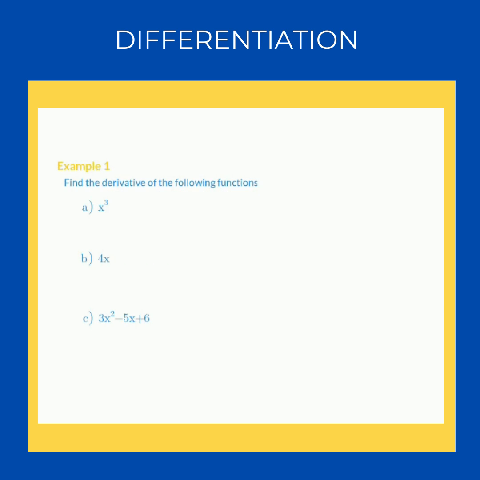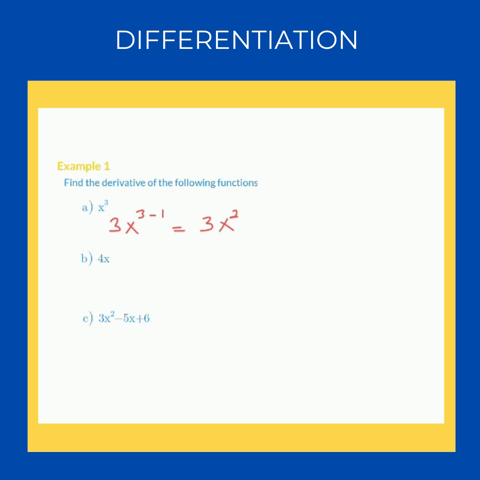So in this example, I have to find the derivative of the following functions. In part A, I have to derive x cubed. So to derive x cubed, the 3 goes down, so it becomes 3x to the power of 3 minus 1, because I have to subtract 1 from the power, so the answer becomes 3x squared.